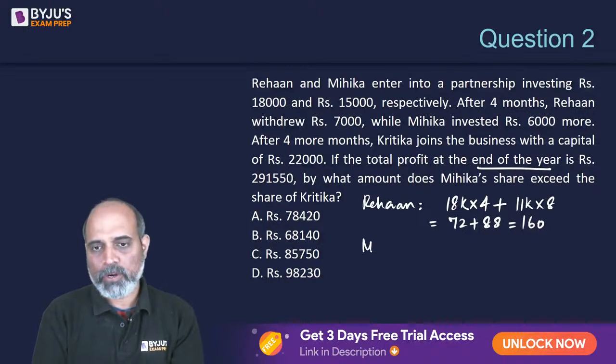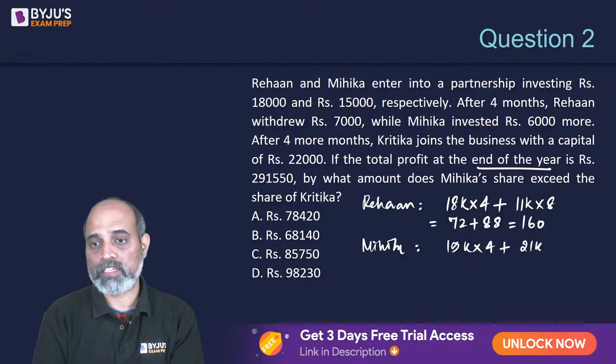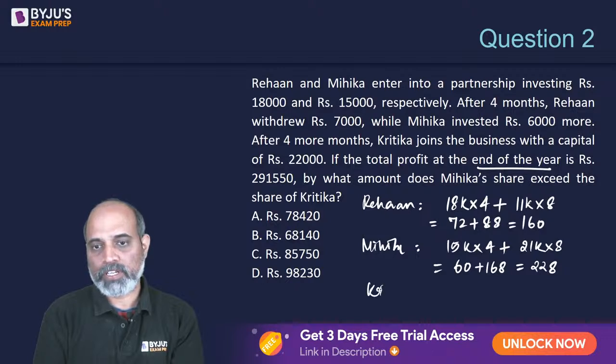Now, if you talk about Mihika, she invested 15,000 for the first 4 months, and then she put in 6,000 more. That means she ends up investing 21,000 for the last 8 months. So this is going to be 60, and 21 into 8 is 168. So this is going to be 228. Now, if we talk about Kritika joins.